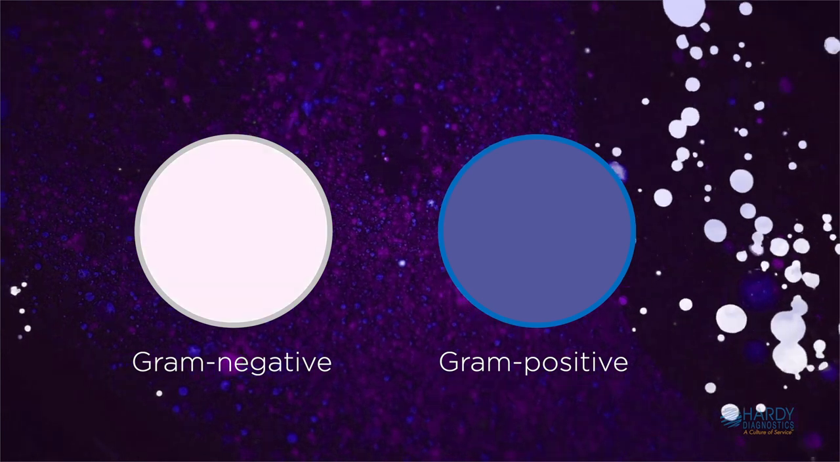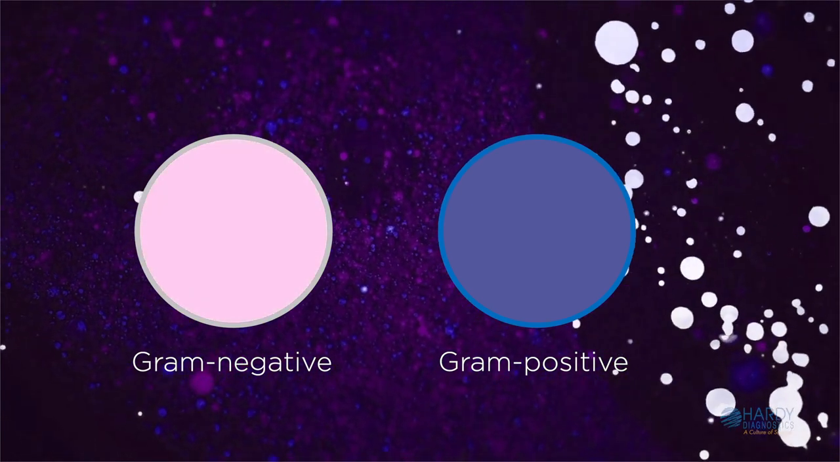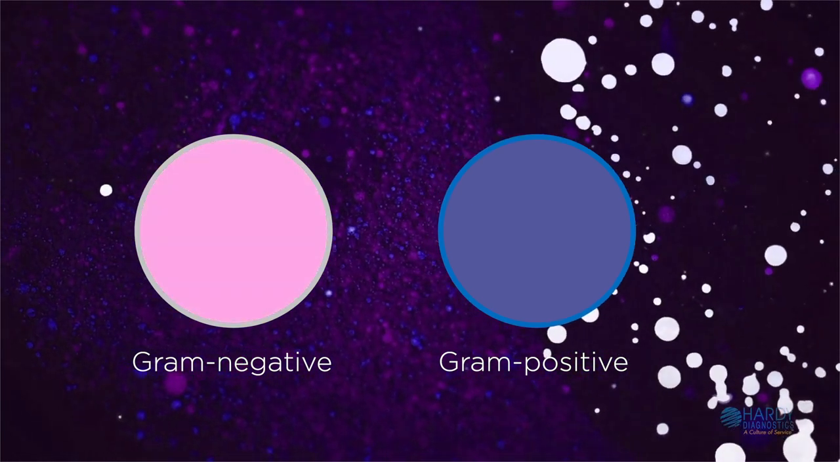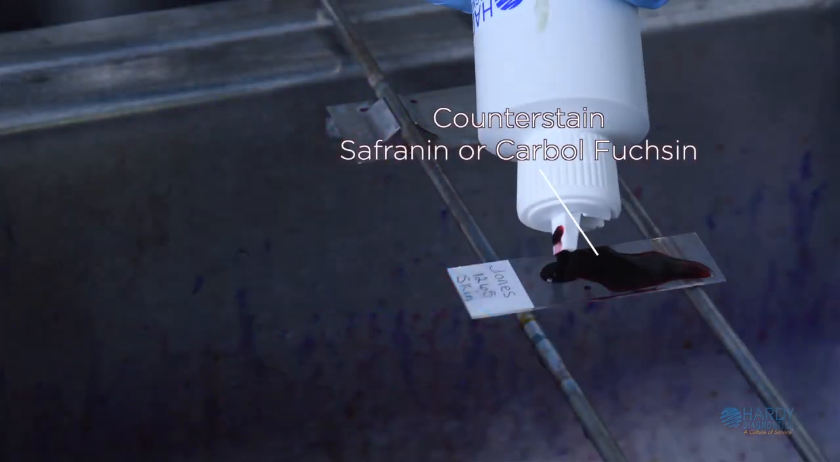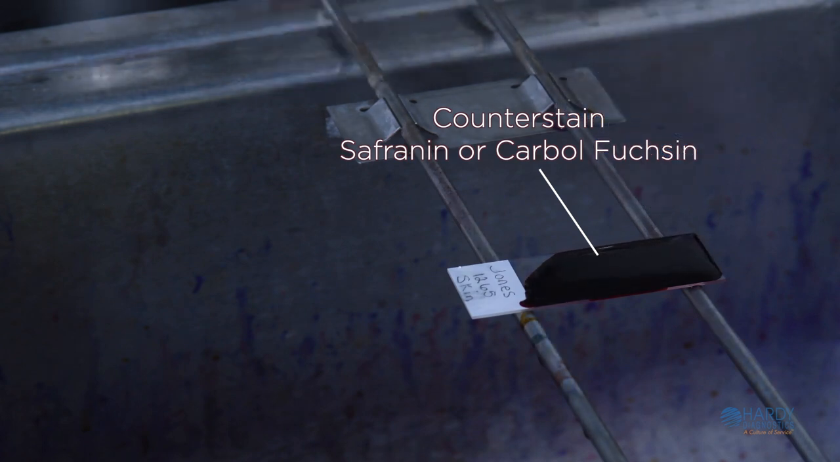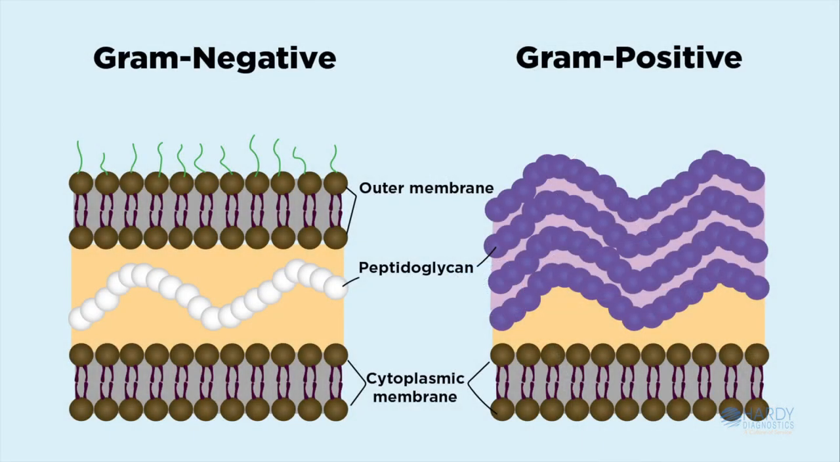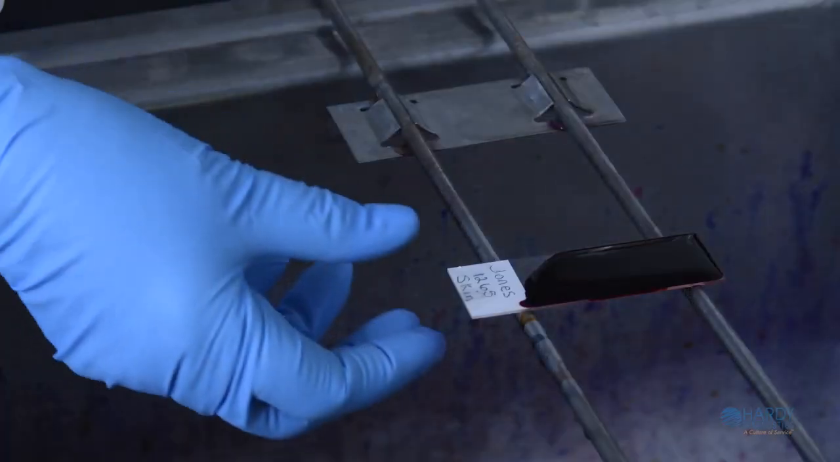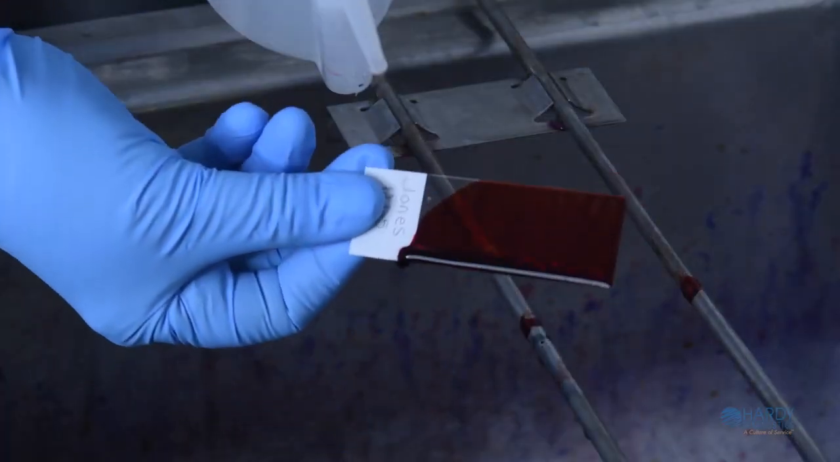The final step utilizes a counterstain of a different color to differentiate gram-negative from gram-positive cells. Cover the slide with safranin or carbol fuchsin for 1 minute. The gram-negative bacteria will absorb this dye, causing them to stain pink to red. There will be no effect to the gram-positive cells since they retain the initial crystal violet stain. Rinse the slide with deionized or tap water.